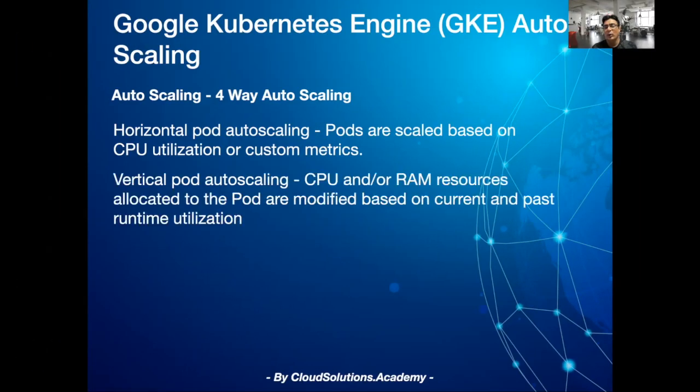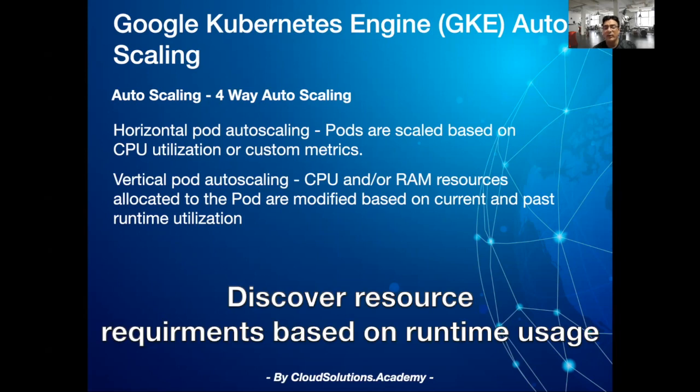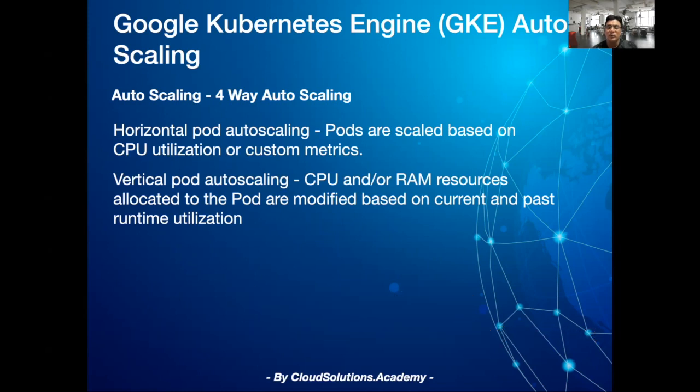In vertical pod autoscaling, CPUs and/or RAM resources allocated to pods are modified based on CPU or RAM utilization. And vertical pod autoscaling lets you discover the CPU and RAM requirements for your pods over a period of time based on its current and past runtime utilization. And usually, an action item may involve removing the pod that doesn't meet the recommended configuration and adding the pod back with the recommended configuration.